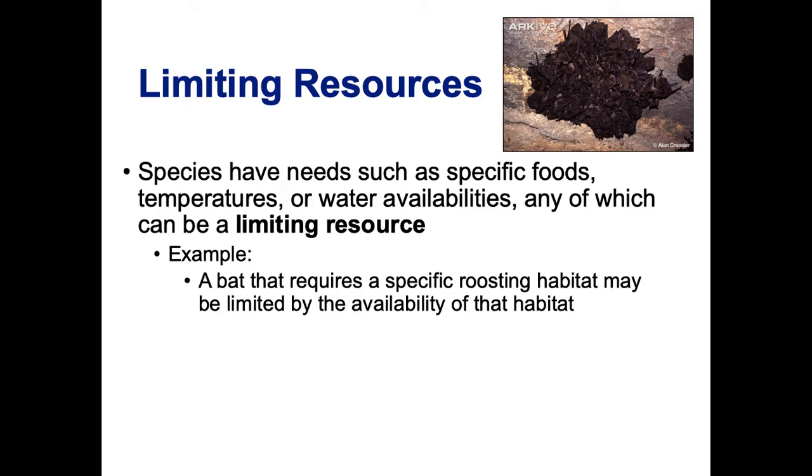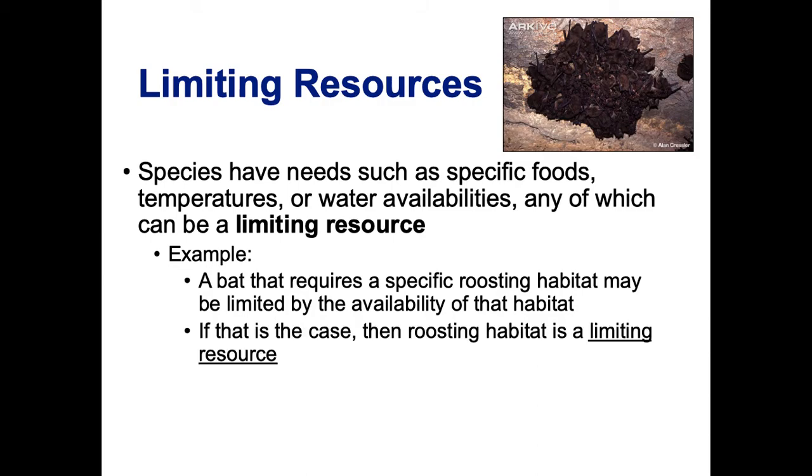So an example here is a bat that requires a really specific roosting habitat, and the species may be limited by the availability of that habitat. So if more roosting habitat became available, the population would grow. But if it's at capacity, the population isn't going to increase in numbers until there's more roosting habitat available. Or we might decrease the size of the population if we take some roosting habitat away or damage the roosting habitat. So the limiting resource here is roosting habitat.